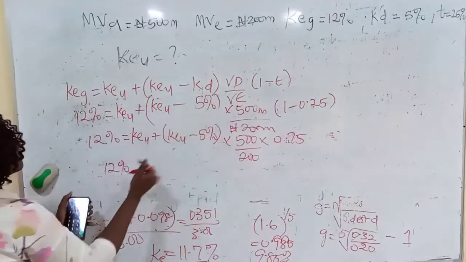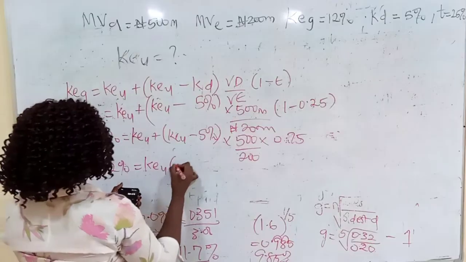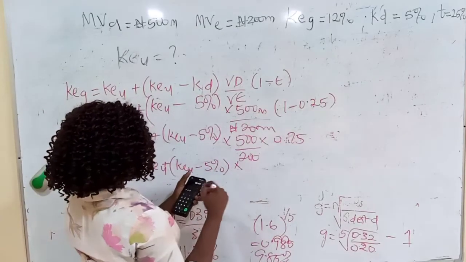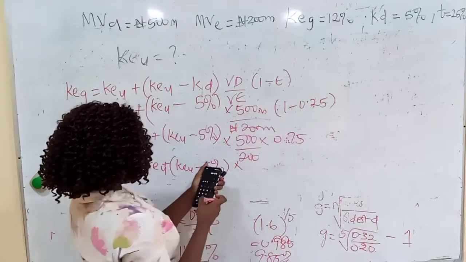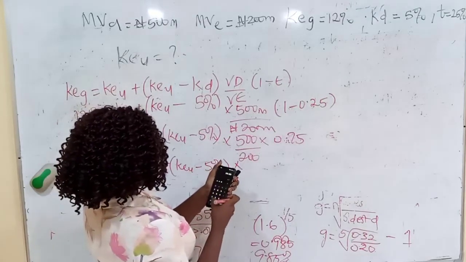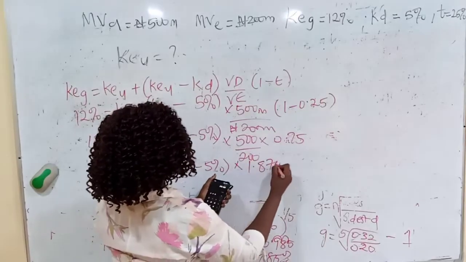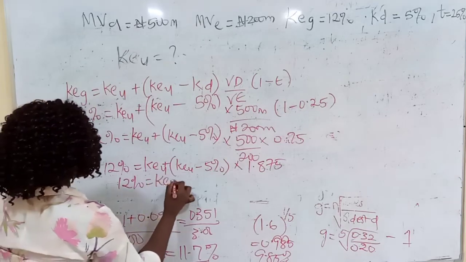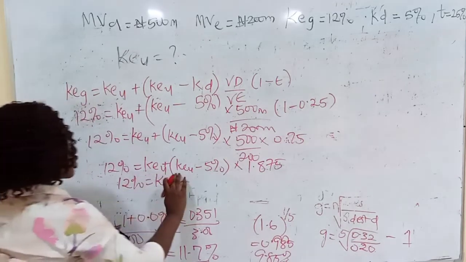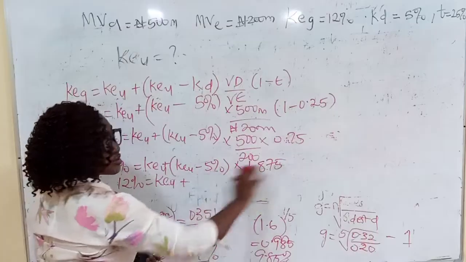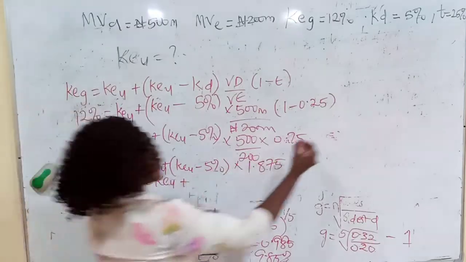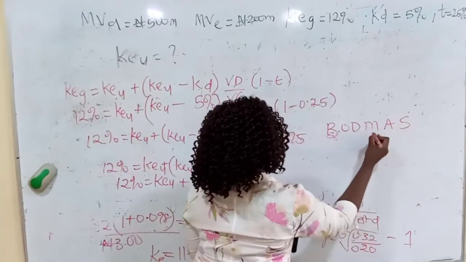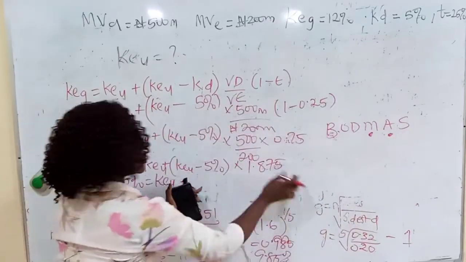Once you are giving them this first breakdown, it wastes time. For me, I'm writing it just for the sake that maybe they don't even have an idea. So when you do this one, you divide by 200, and you have 1.875. So at this point, you can open brackets. You have 12% equals KEU plus. In BODMAS, you have to sort out multiplication. You see, you have to do multiplication before you get to addition. So you do all this one on the multiplication side.